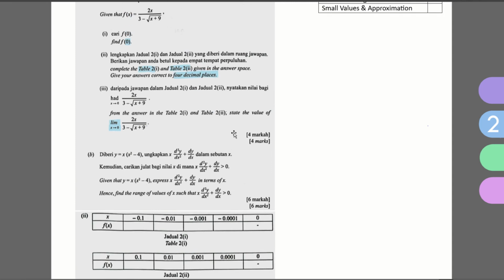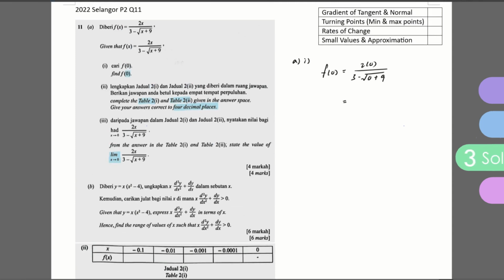Okay, so let's do it part by part first. By substituting x with 0, you notice that the numerator and the denominator are 0. So here we can make a conclusion, which is f of 0 is undefined. The reason is because its denominator is 0.